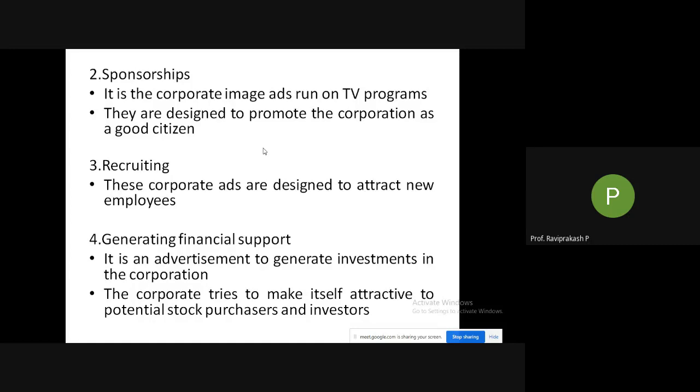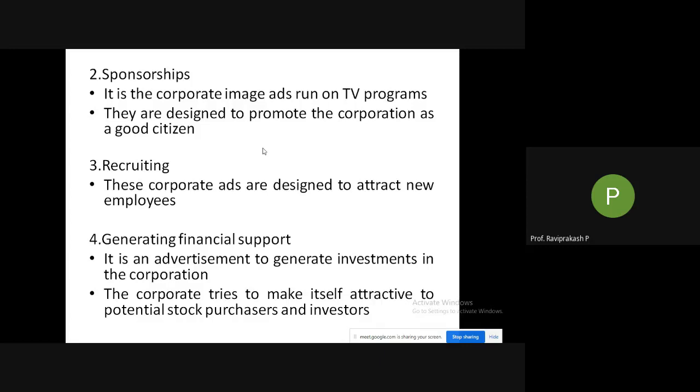Then recruiting. These corporate ads are designed to attract new employees. So as I told, Dream Company and all, by seeing all these sponsorship ads and the good deeds they are doing, the people are very much inclined to work with these particular companies, or they want to be a part of these particular companies. That is where recruiting helps.